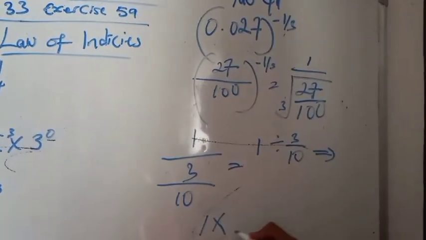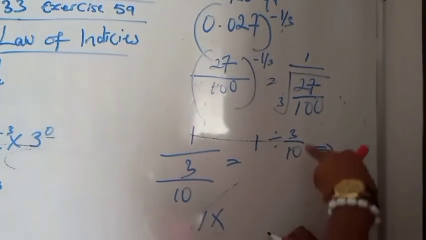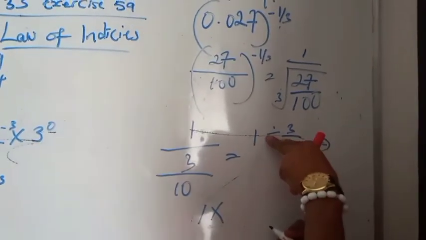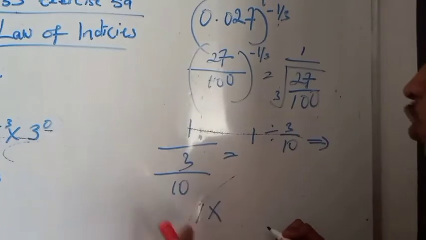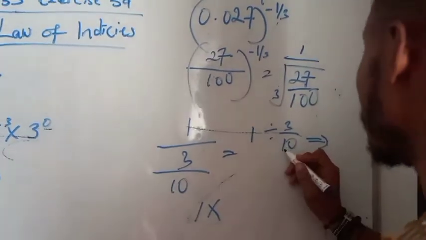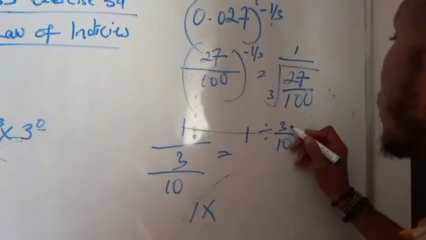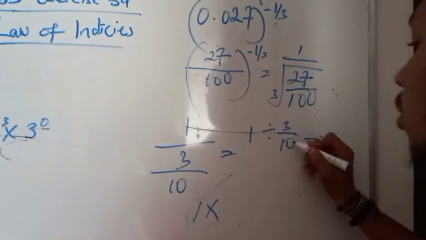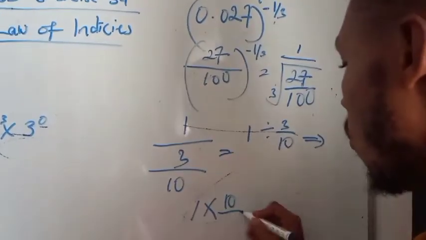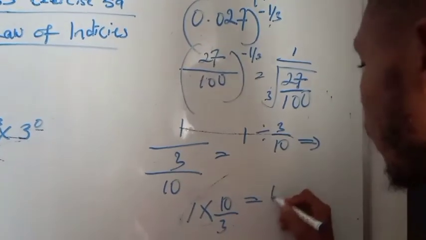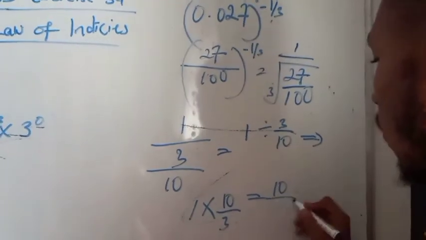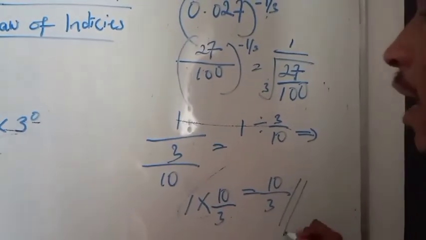1 times, this will never change. This one will change because the division is turned towards multiplication, which means the denominator will become the numerator, and the numerator will become the denominator. 10 over 3, equals 10 times 1, 10 over 3. This is my final answer.